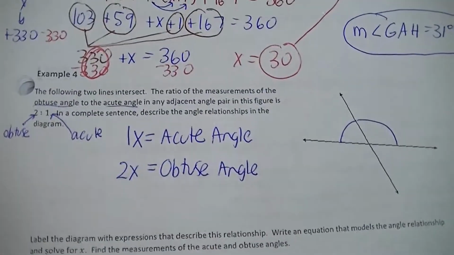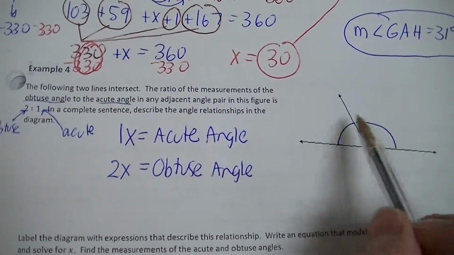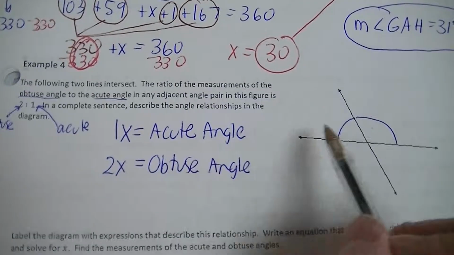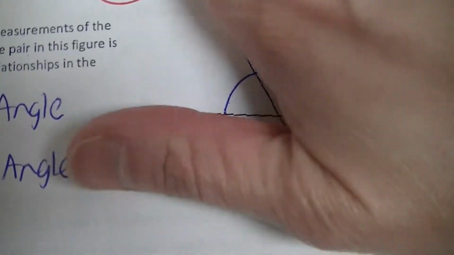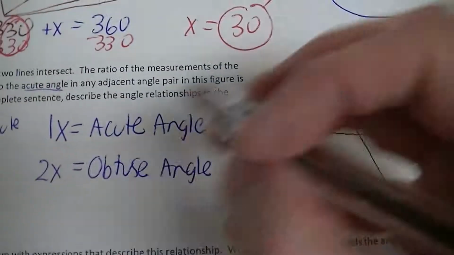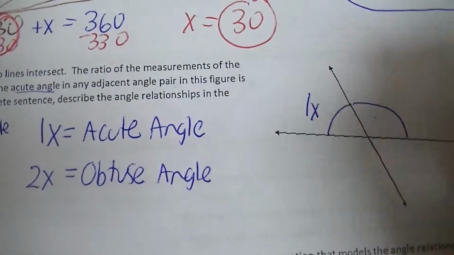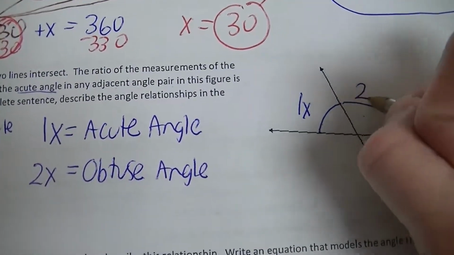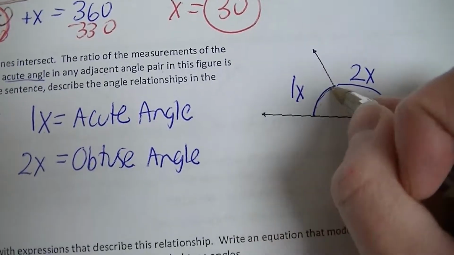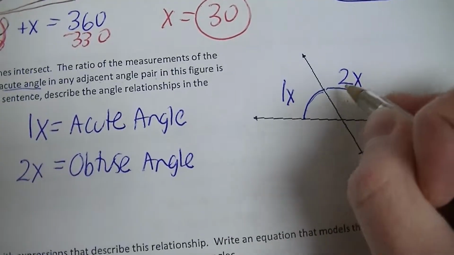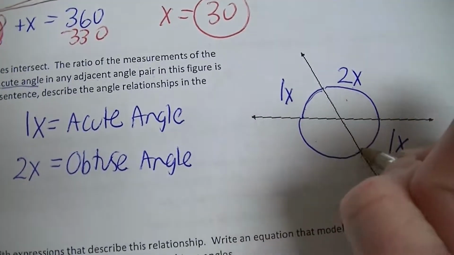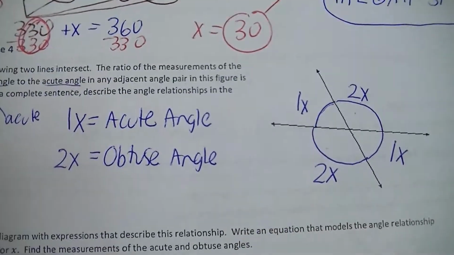Okay? So I'm going to go back to this relationship right here, and I know that that angle right there is acute, so I'm going to label it 1x. And this one right there is obtuse, so I'm going to label it 2x. I know that this angle and this angle are vertical to each other, so they're going to be congruent. This angle and this angle are vertical to each other, so they're going to be congruent, okay?